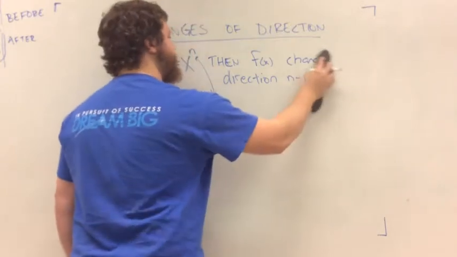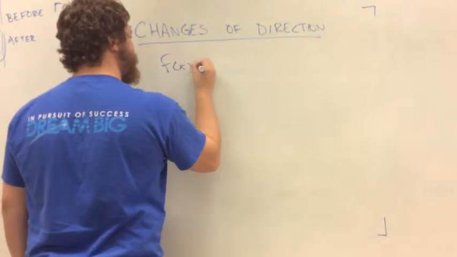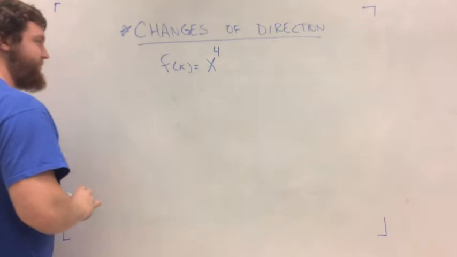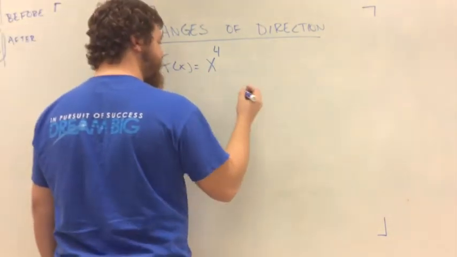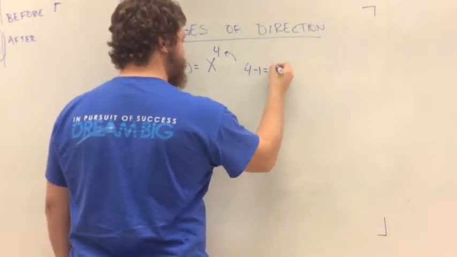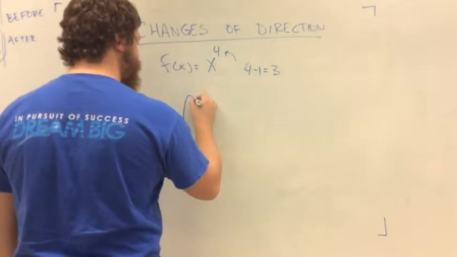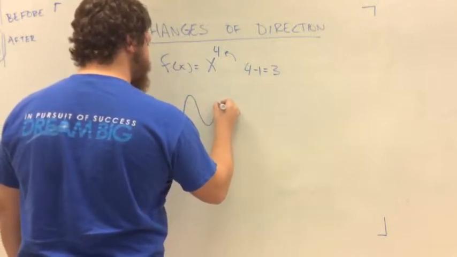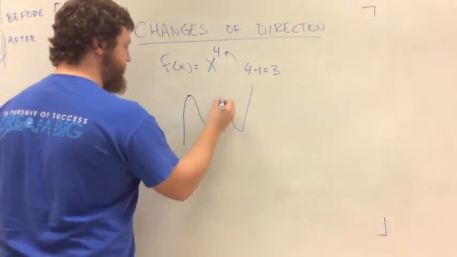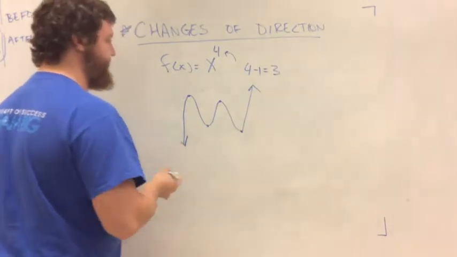So let's do more. Let's say I had f of x equals x to the 4th power. How many times is it going to change direction? N minus 1. So there's my n. So 4 minus 1, it's going to change 3 times. So I'm going up. There's one direction. And there's 1 change, 2 changes, 3 changes, 4 changes. So that's what a graph of x to the 4th would look like.